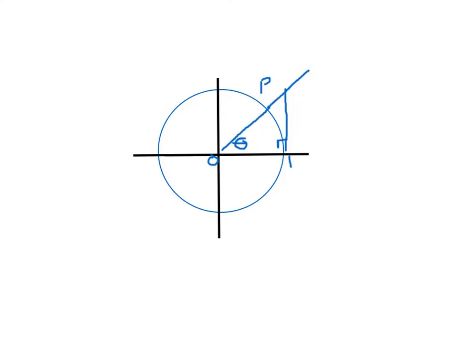we can now define tangent theta in more detail. We'll call this point T and this point A. And now we know that tangent theta is equal to opposite over adjacent. So in this case, tangent theta is equal to the length of TA divided by 1, because the radius of the circle is 1 here.